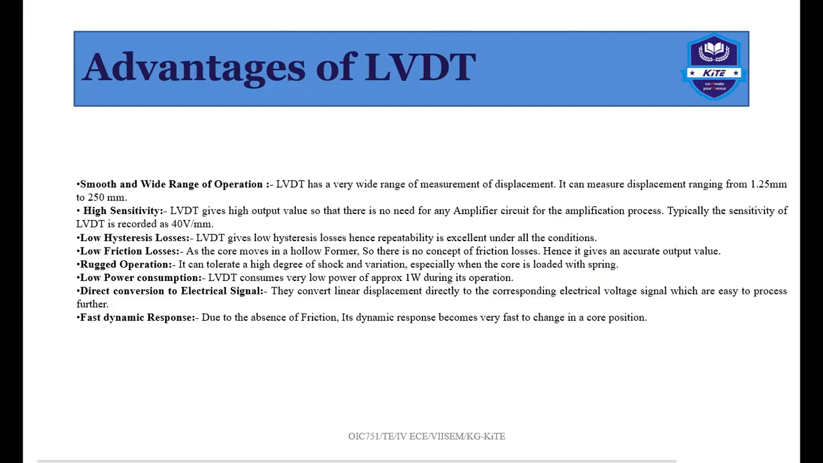Low hysteresis losses are observed here, and low friction losses are observed here. It is of rugged operation. It can tolerate a high degree of shock and vibration, especially when the core is loaded with a spring. Okay. So direct conversion to electrical signal: they convert linear displacement, that is a horizontal position change, to its equivalent electrical quantity. It has a fast dynamic response. Due to the absence of friction, its dynamic response becomes very fast to changes in the core position.